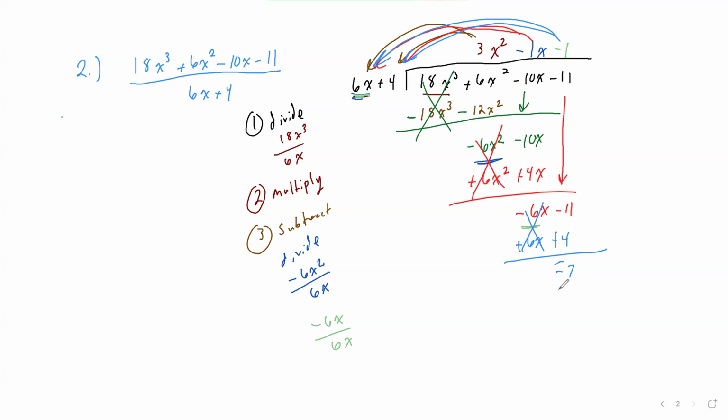This number here is called your remainder. And the way you write this out is you would just say, well, in this case, minus 7 divided by whatever you were dividing by. So in this case, 6x plus 4. All right. So this right here would be your answer.